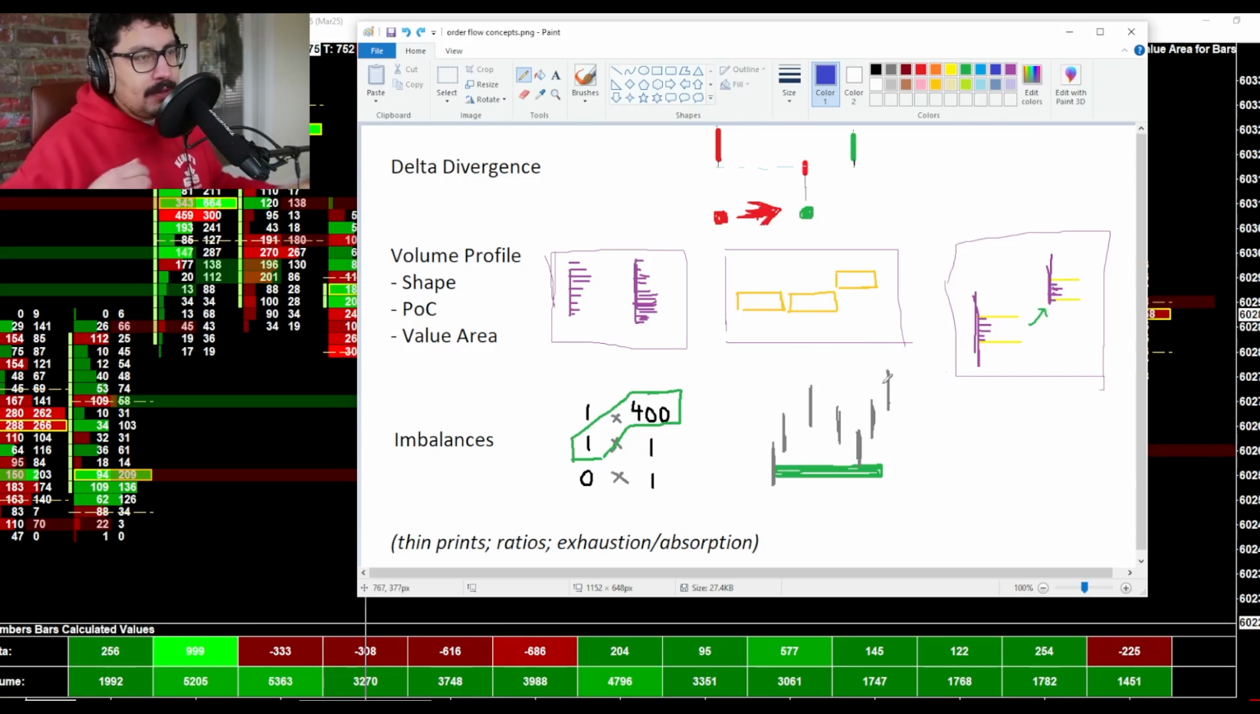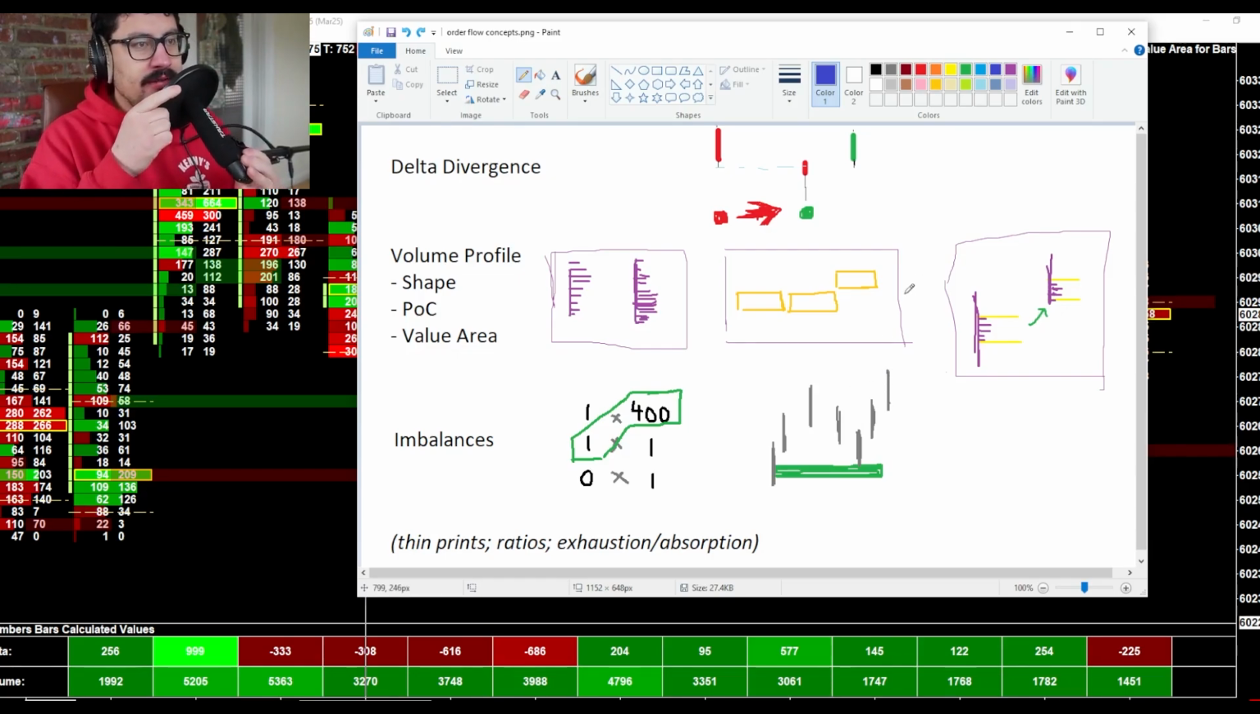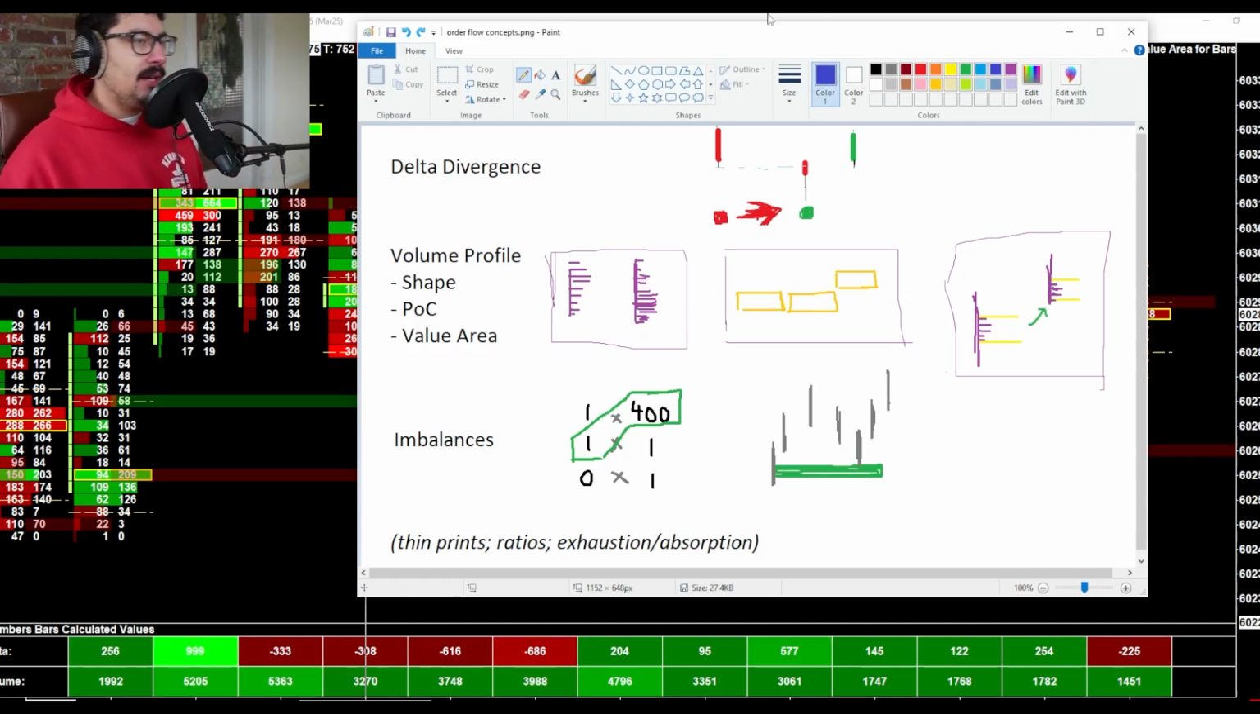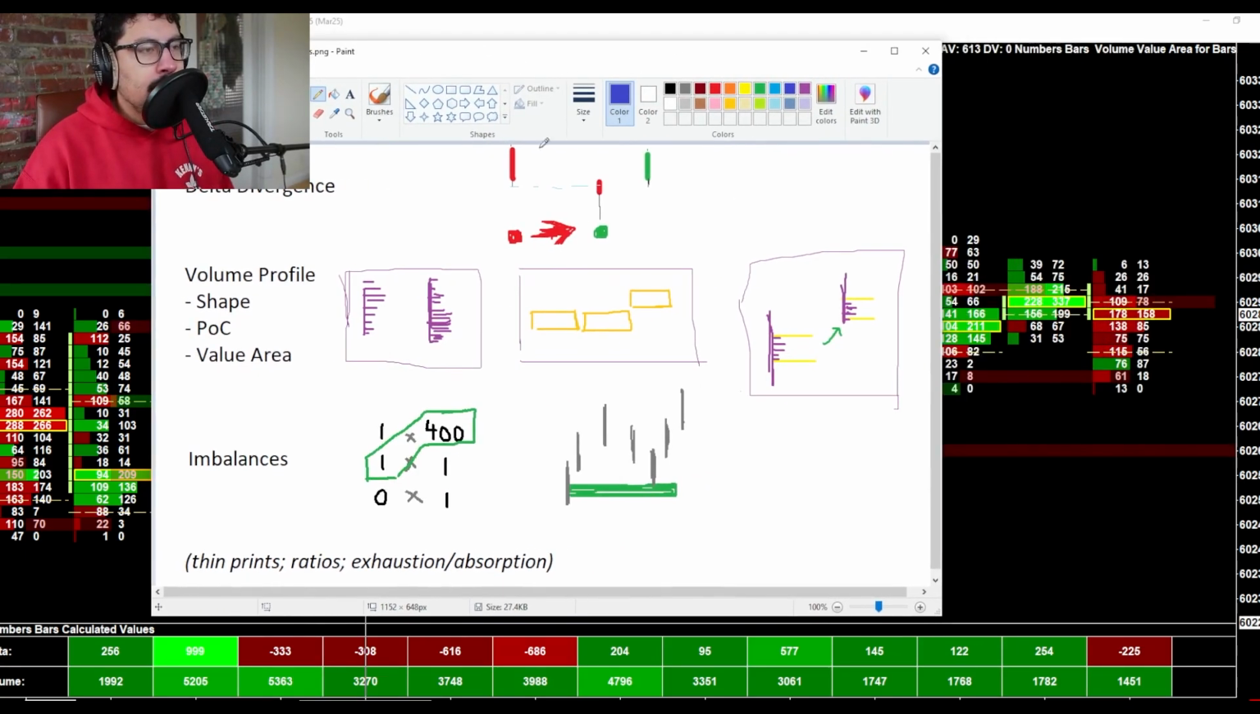I'm not an expert on volume profile. I want to get better at it. There's a PDF I want to read and a couple of videos I want to watch, because I think it's pretty significant as part of these strategies. Even if you're just trading supply and demand price action, I think volume profile can give you a good edge in pure price action trading.